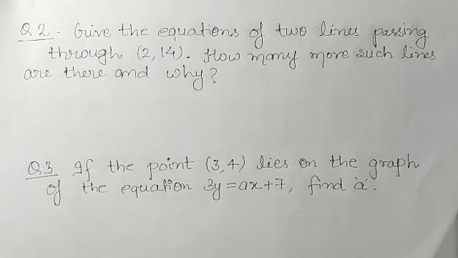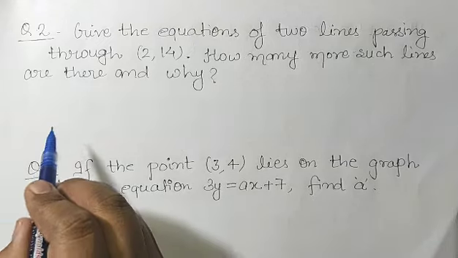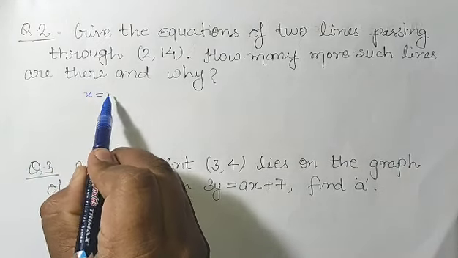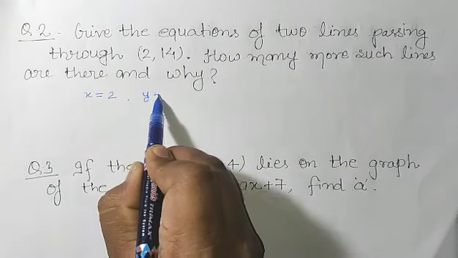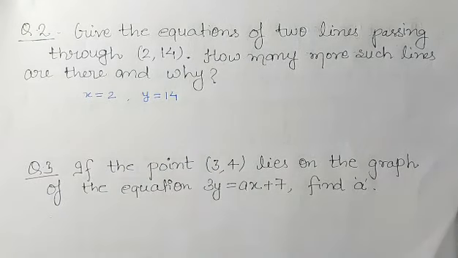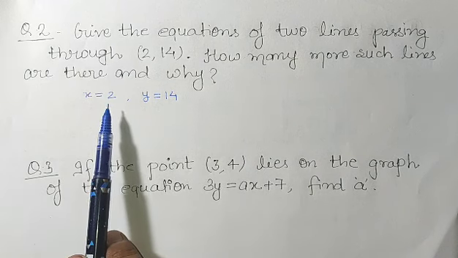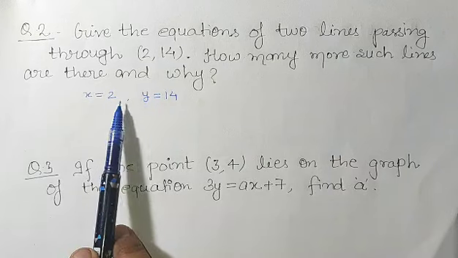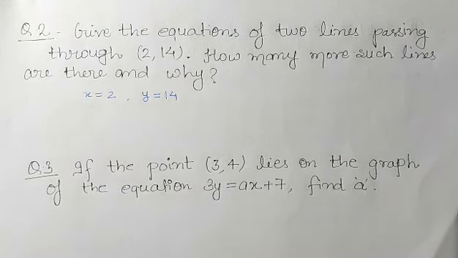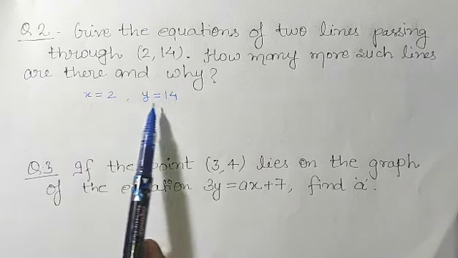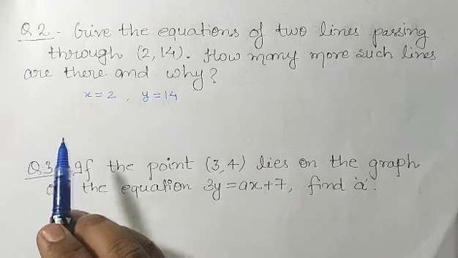What does it mean, students? It means that we have to give 2 equations such that x should be 2 and y should be 14. Means we have to give 2 equations which will satisfy the values x is equal to 2 and y is equal to 14. It is like we have the values of x and y and we have to write an equation which will satisfy these values. So how will we write it?